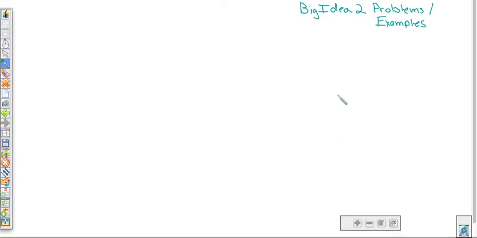We're going to be back looking at Big Idea 2. I just want to give you some example problems that I think could help to pull some of these ideas together within Big Idea 2.